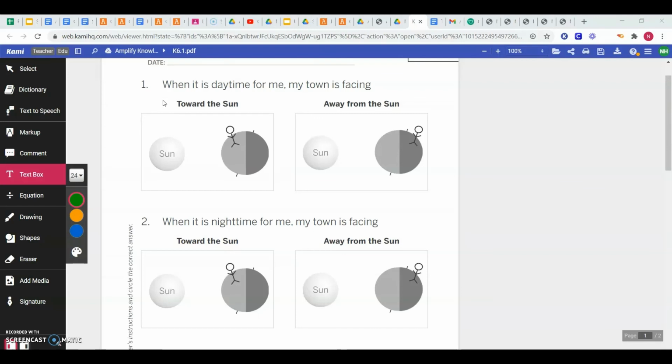Our first one says, when it is daytime for me, my town is facing toward the sun or away from the sun. And the second says, when it is nighttime for me, my town is facing toward the sun or away from the sun. Daytime on number 1, nighttime on number 2. Go ahead and answer those two questions. I'm going to do an experiment where we'll pretend that my globe is the Earth and a flashlight is the sun. When I'm done, I'll have you double check your answers and then turn it in.